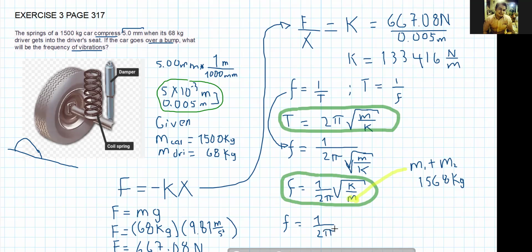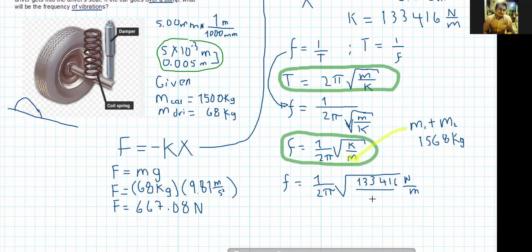So now just substitute. Frequency is equal to 1 over 2 pi, square root of the constant of the spring that we already found, that is 133,416 newtons per meter, divided by the mass that we have here, that is 1,568 kilograms, okay? This is what we have. With our calculator, my advice to solve this type of exercise is to go step by step, okay?